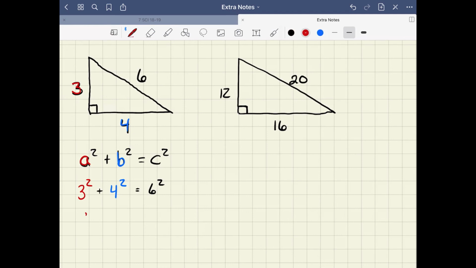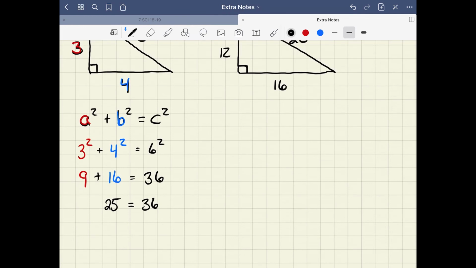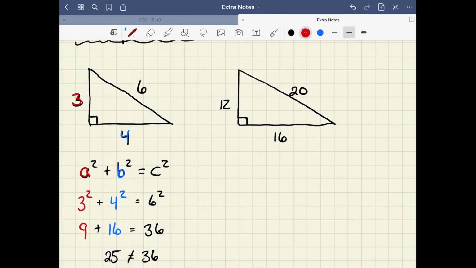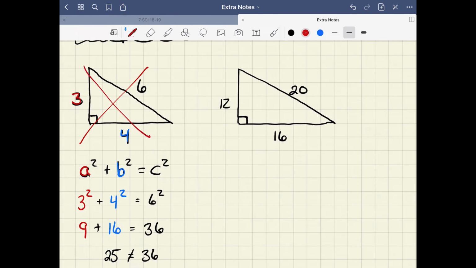3 squared, 3 times 3 is 9, plus 4 squared, 4 times 4 is 16, and 6 squared, 6 times 6 is 36. Now, 9 plus 16 equals 25. So we can see here that 25 is not equal to 36. So this triangle is not a right triangle.